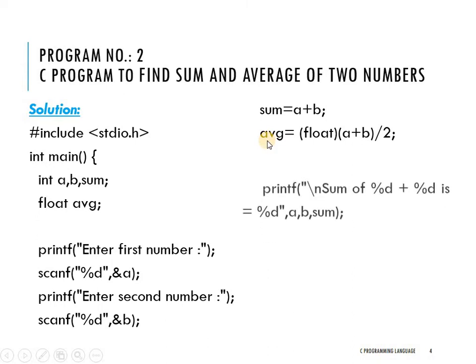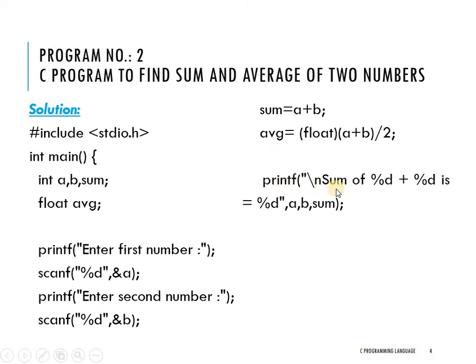Last we are going to display the output and print the value of sum. So sum of %d and %d, which are a and b. So the sum value is displayed here.